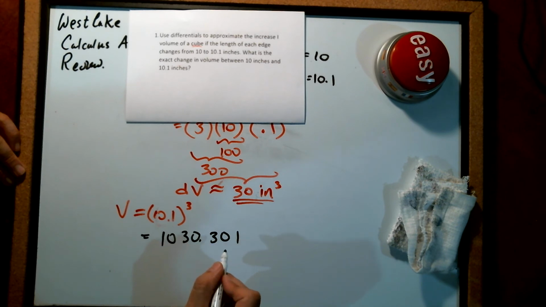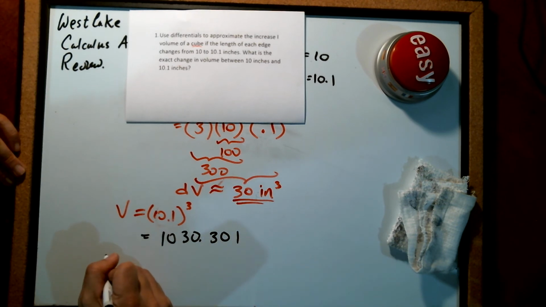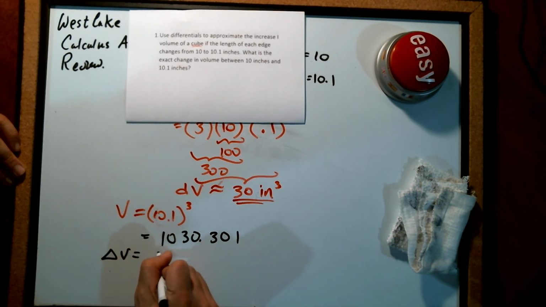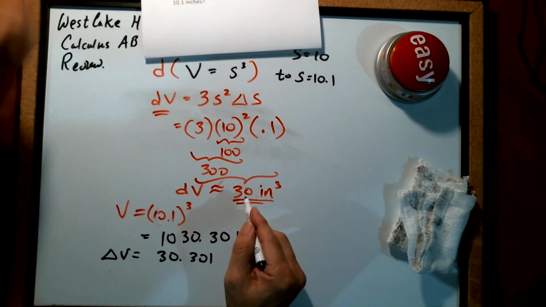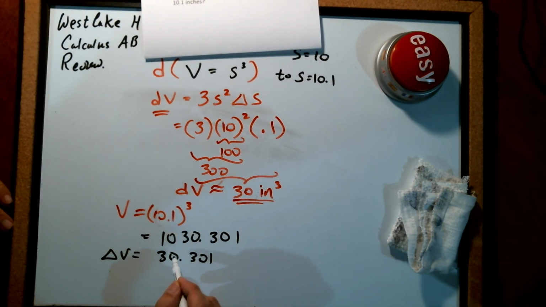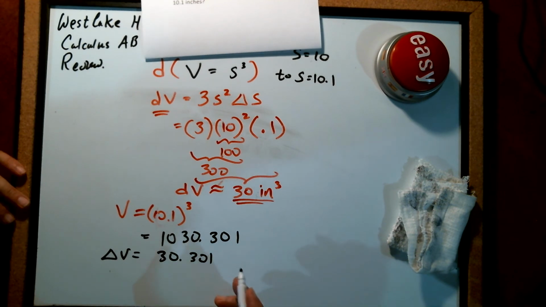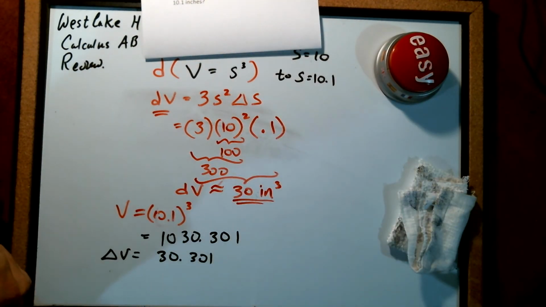So the change in volume is equal to 30.301, but we did it without a calculator here. It came out to be 30 inches, which is pretty close to 30.301. Okay. That was easy.